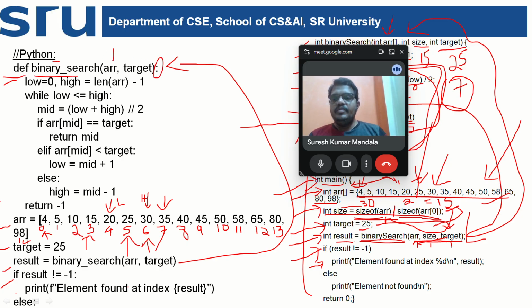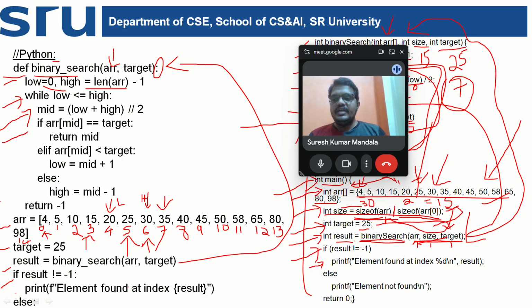The array value will be initialized with all the values 4, 5, 10, 15, 20, 25, 30, 35, 40, 45. Like that, the values will be printed. Next, low is equal to 0, high is equal to the length - 1. Next, the while loop: while low is less than or equal to high. Next, we will discuss the middle value. The middle value will be calculated using low plus high by 2.